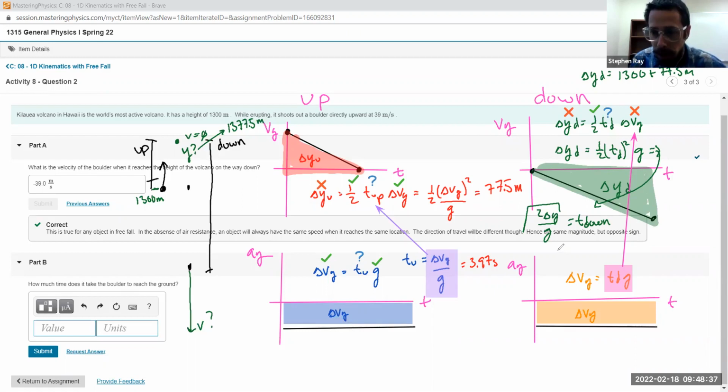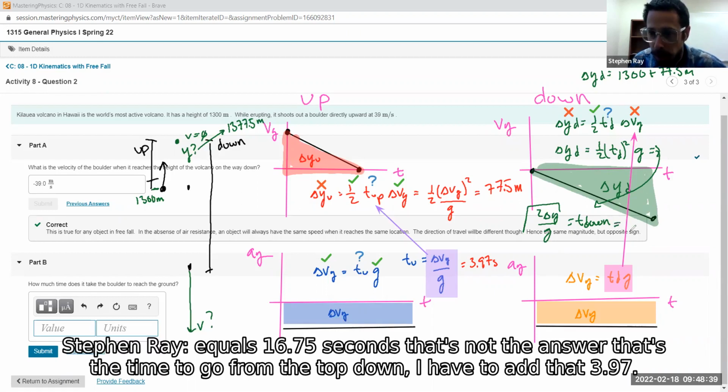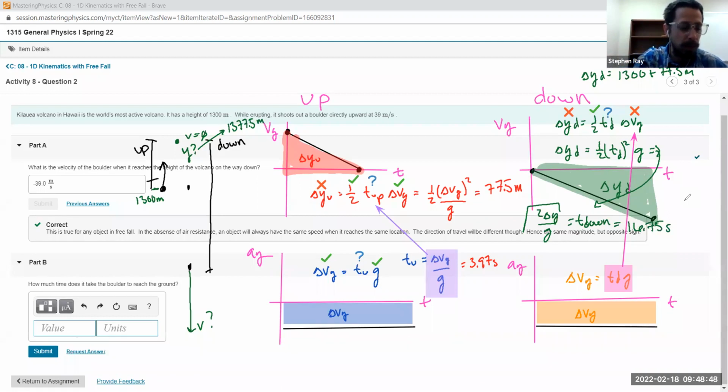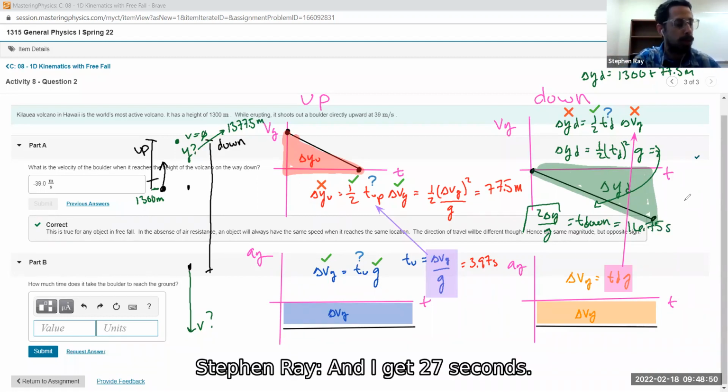Square root, that gets me 16.75 equals 16.75 seconds. All right, now that's not the answer. That's the time to go from the top down. I have to add that 3.97, and I get 20.7 seconds.